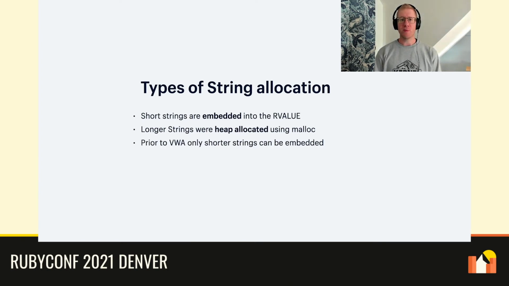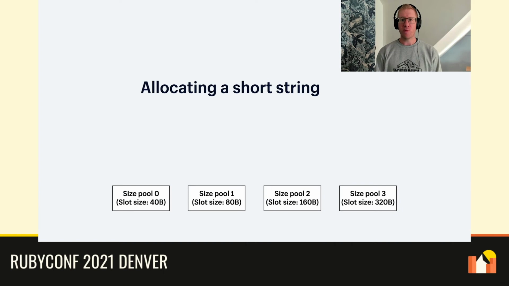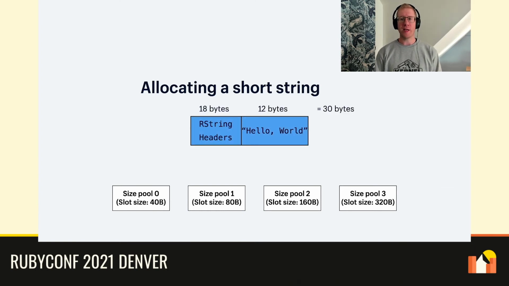Prior to variable width allocation, only strings shorter than 24 bytes could be embedded. As part of this project, we changed string allocation to enable longer length strings to be embedded. So let's look at allocating our example strings again with variable width allocation and see what's changed. Our first string, hello world, was embeddable before variable width allocation, and this is still the case. We allocate the headers, the flags, and the class as normal, and then push the string content in directly after them. Those with a keen eye may notice that the string headers are now 18 bytes instead of 16.